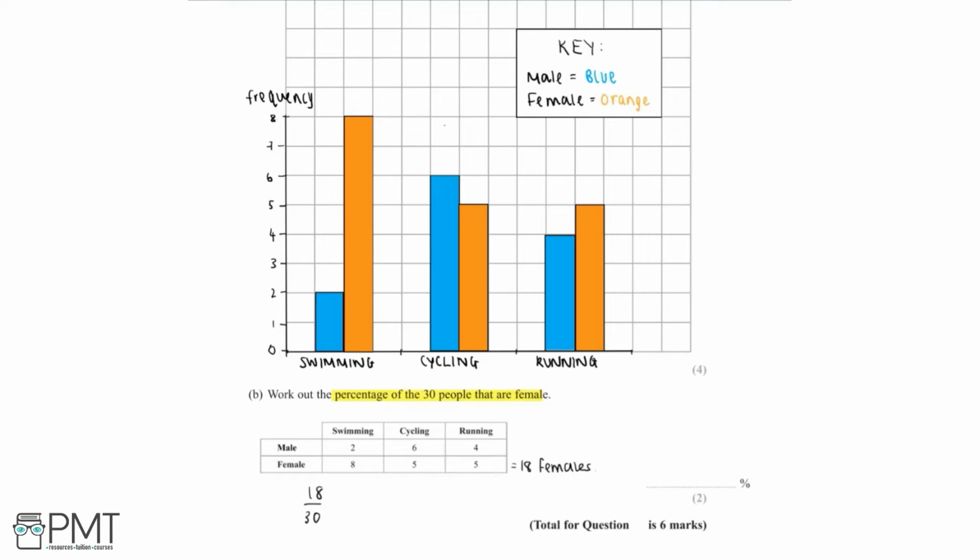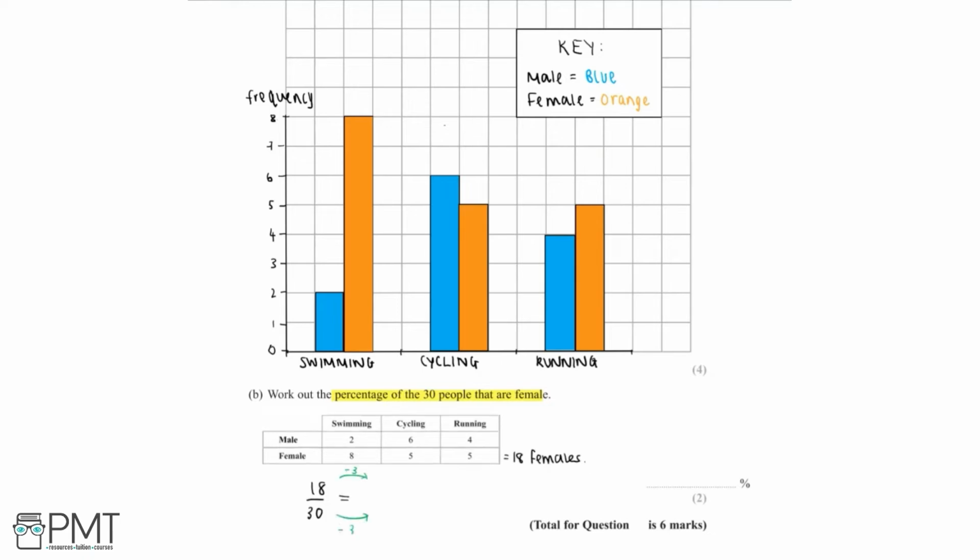Now percentage means out of 100, so let's see if we can manipulate this fraction to have a denominator of 100. Well, let's start by making it have a denominator of 10. To get from 30 to 10, we divide by 3. And so we can do the same to the numerator and the denominator. And so 18 divided by 3 is equal to 6. And 30 divided by 3 is equal to 10.